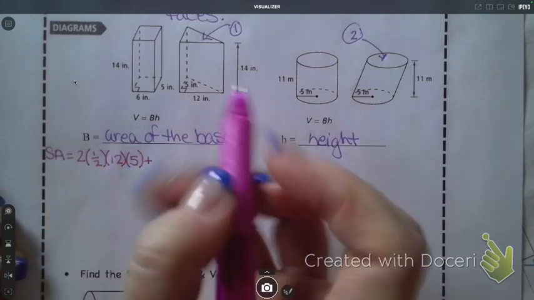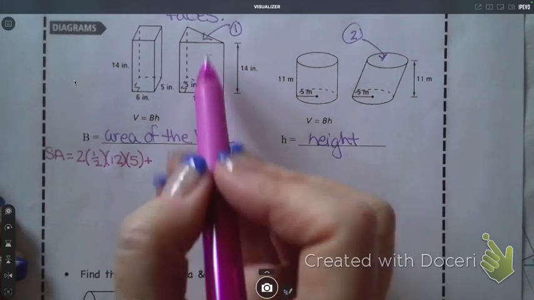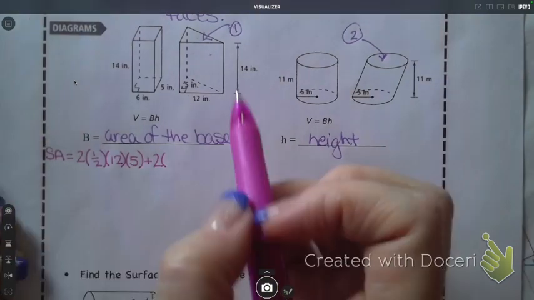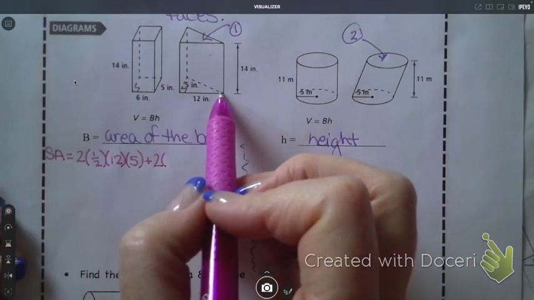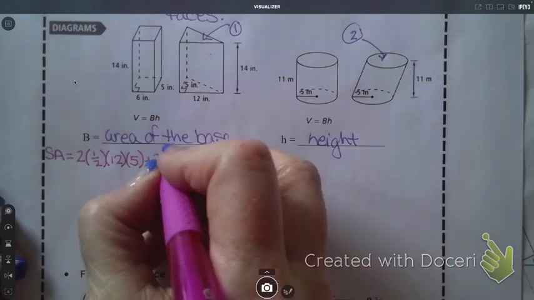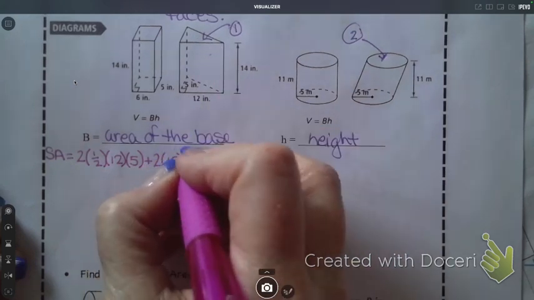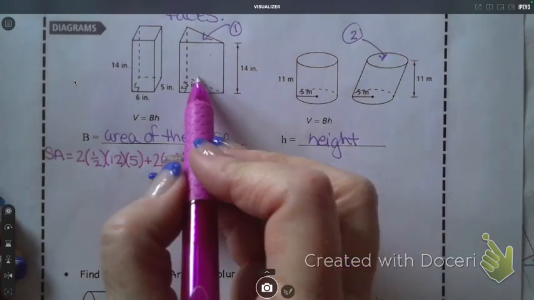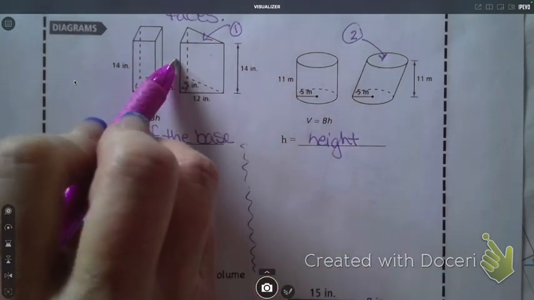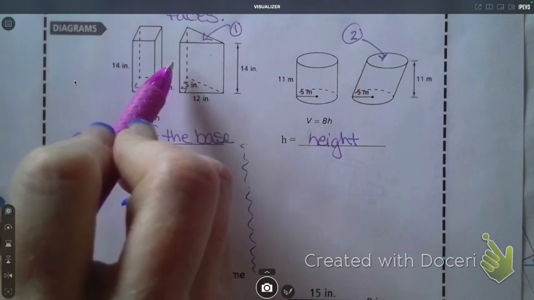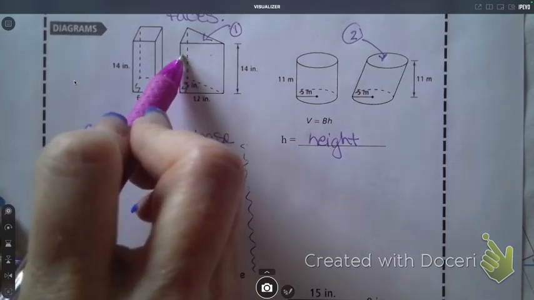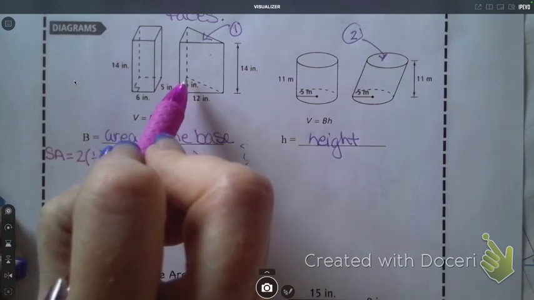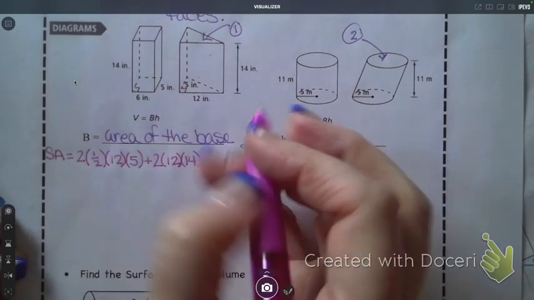Plus, now I've got 2 sides. Are they the same? Yeah. So 2, and a rectangle is what times what? Base times height. So the base is 12 and the height is 14. Let me know if we're going too fast. Now I've got one more side, don't I? Yep, I've got the 2 sides, the top and the bottom, and I got this one over here. See that, Gwen? This little rectangle right here. What's that going to be? A rectangle as well, and it's going to be 5 times 14.